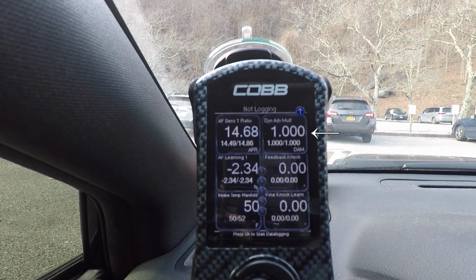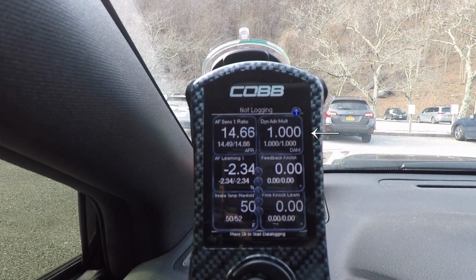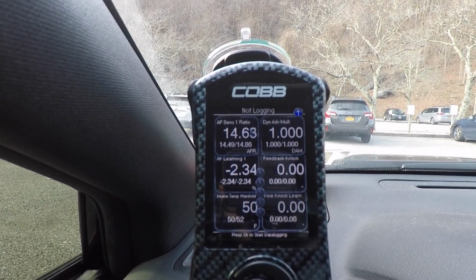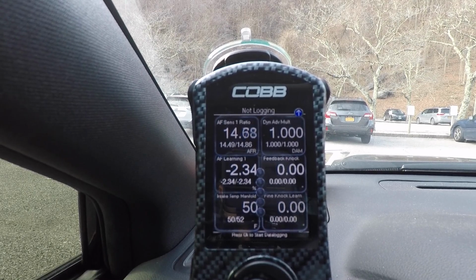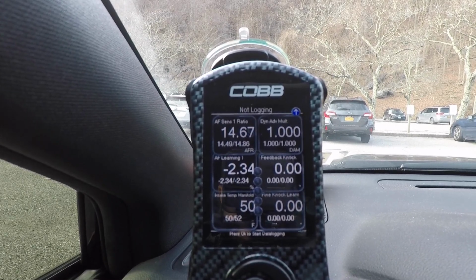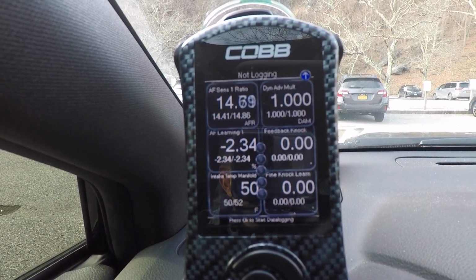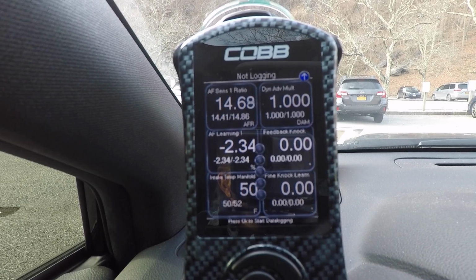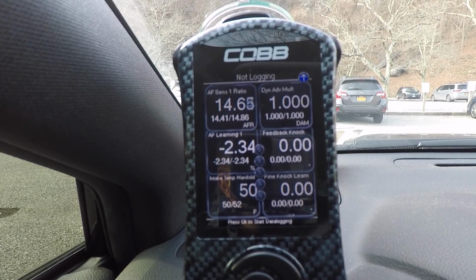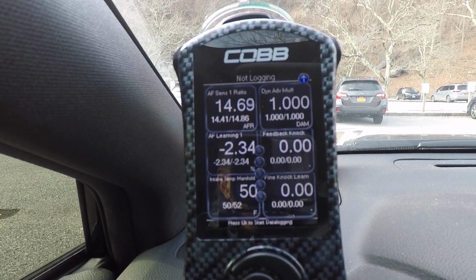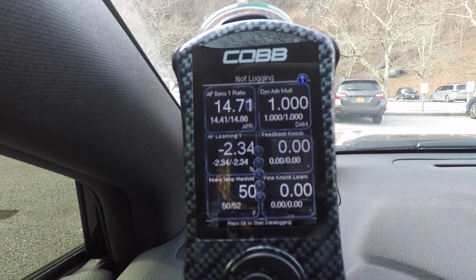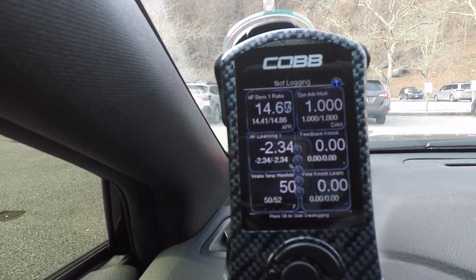Dynamic Advanced Multiplier, or DAM, is similar to find knock learn. This is a learned correction that gets applied when there's a significant amount of knock being detected, and this is a global correction. So find knock learn was only for a specific RPM and load range. You can think of DAM as a correction for the whole engine's timing, so the whole RPM range.